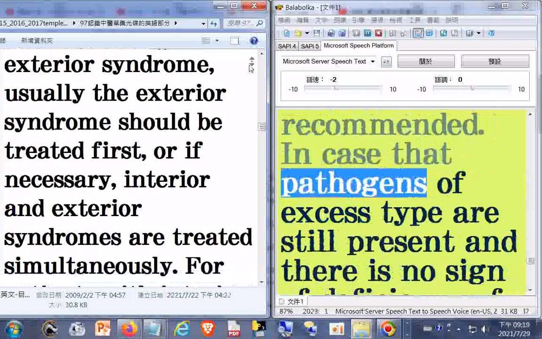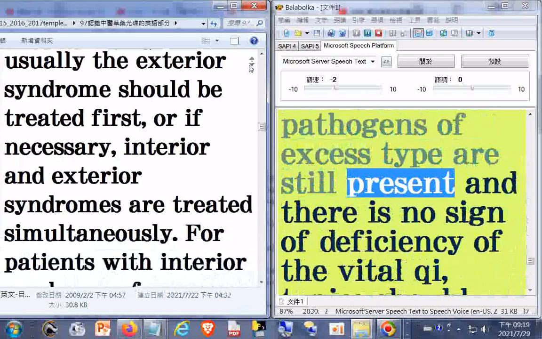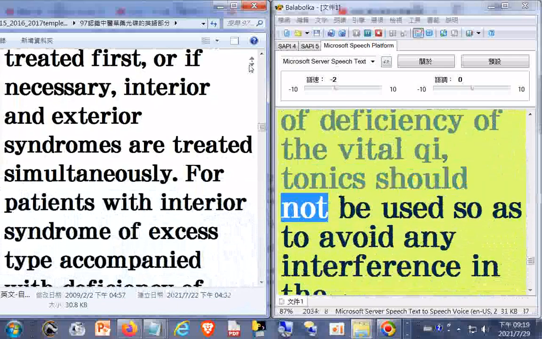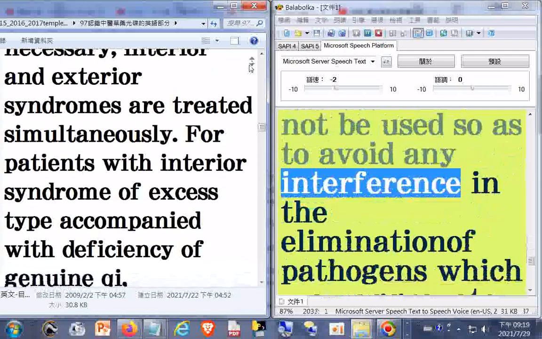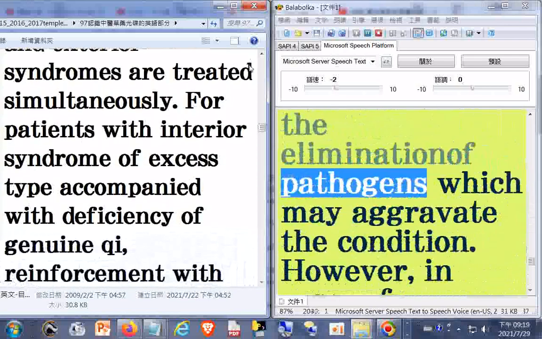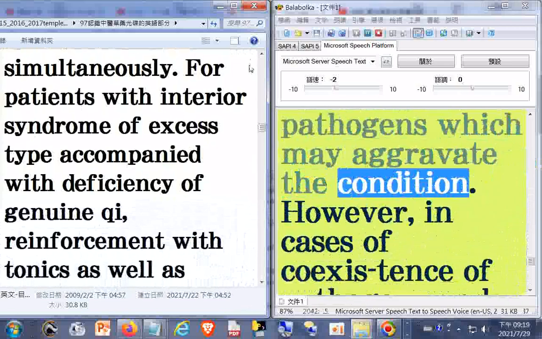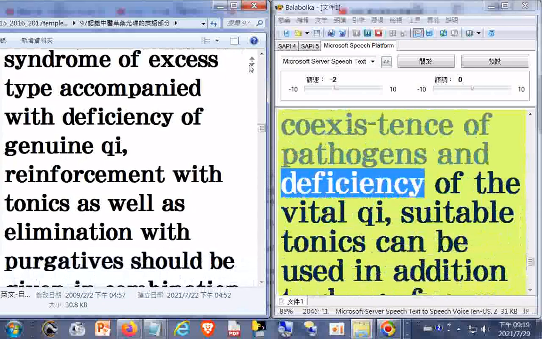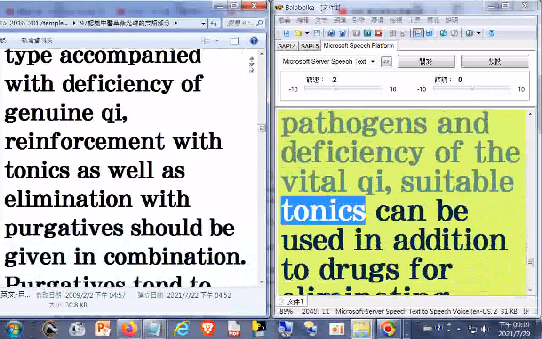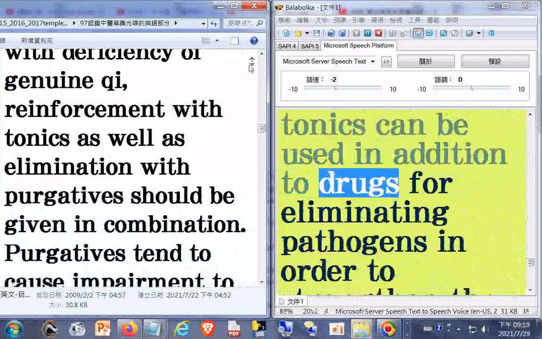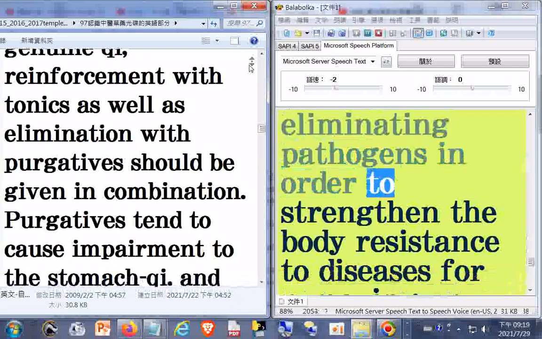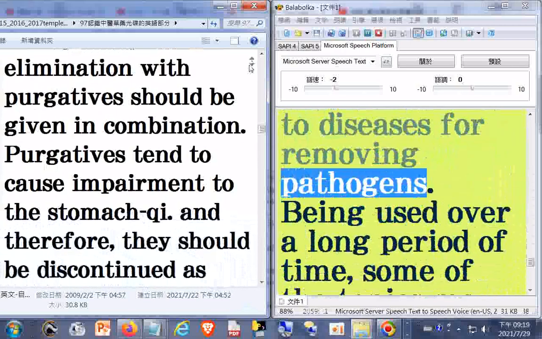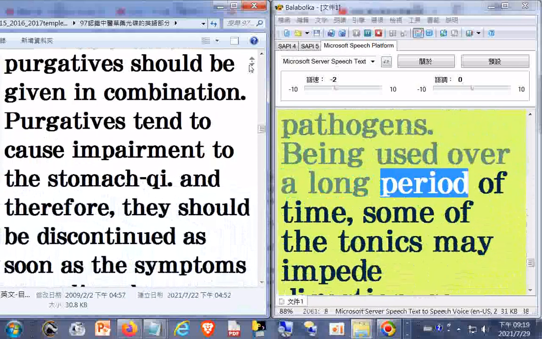In case that pathogens of excess type are still present and there is no sign of deficiency of the vital qi, tonics should not be used so as to avoid any interference in the elimination of pathogens, which may aggravate the condition. However, in cases of coexistence of pathogens and deficiency of the vital qi, suitable tonics can be used in addition to drugs for eliminating pathogens in order to strengthen the body resistance to diseases for removing pathogens.